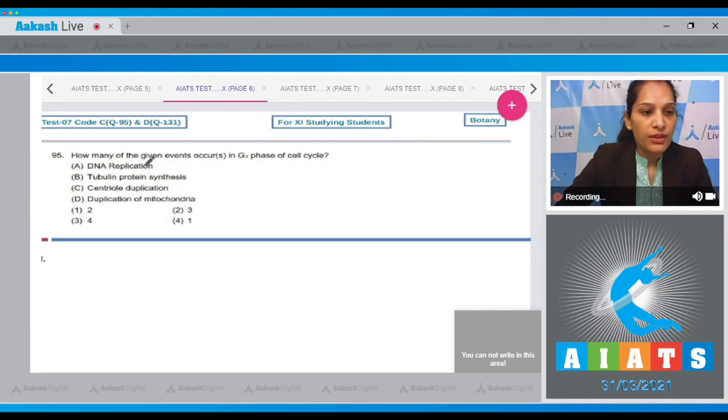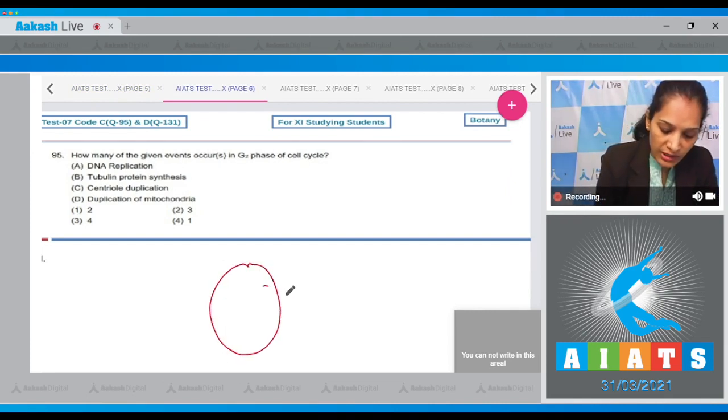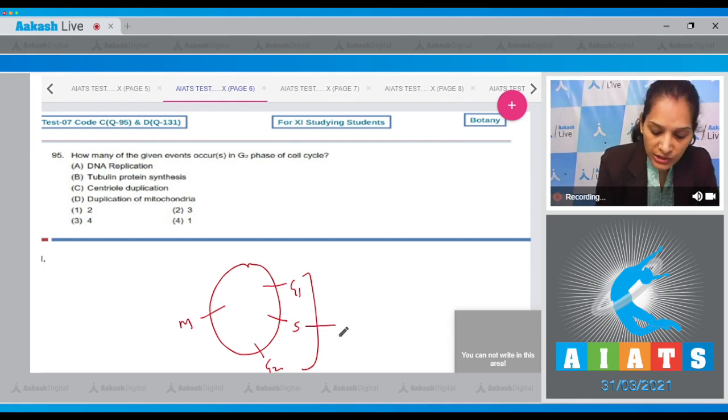Question number 95. How many of the given events occurs in G2 phase of the cell cycle? If we see the phases of the cell cycle, there are phases G1, S, G2, and then this is the M phase. These all together are called the interphase. Now, A is DNA replication, which occurs in the S phase. So A occurs over here. Tubulin protein synthesis, which is B, it occurs in the G2 phase.